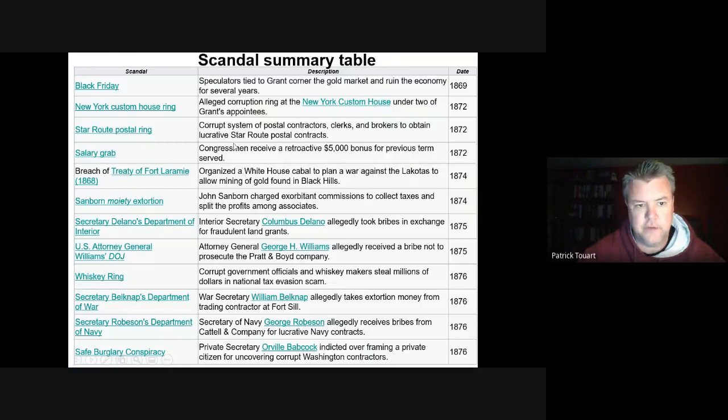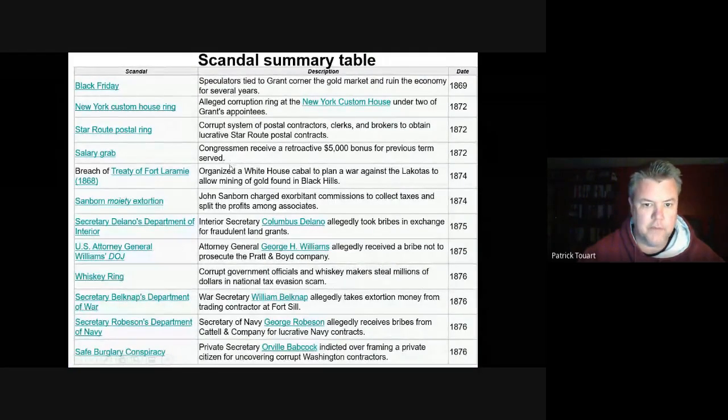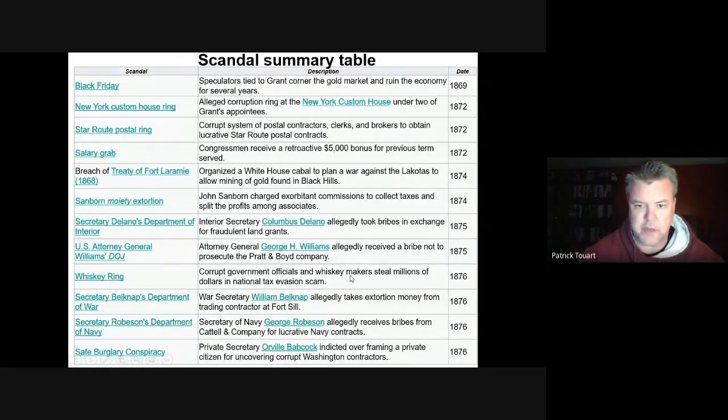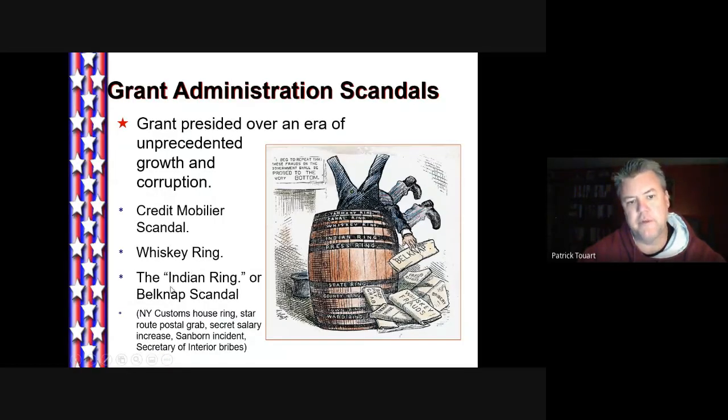You know, this is an overt example of people just stealing money directly from the treasury. You can see here corrupt officials and whiskey makers stealing millions as direct embezzlement. And then lastly, that I would definitely want you to know is the Belknap or Indian ring scandal. And this really gives you a sense of context.